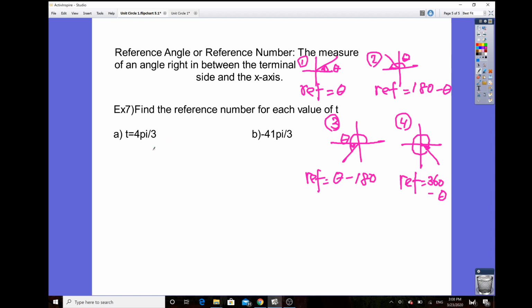Now let's take a look at some of the examples here. Find the reference number of each value of t. The first thing you want to do is find the location of the angle. So 4 pi over 3.